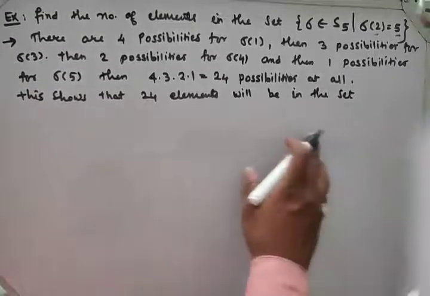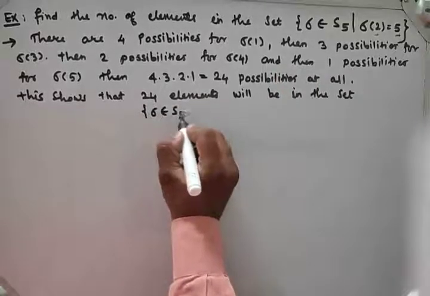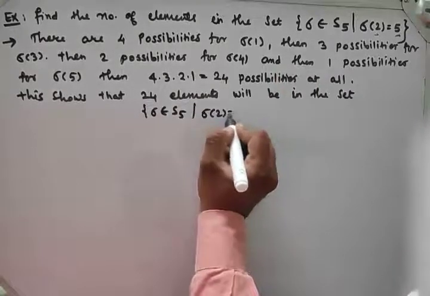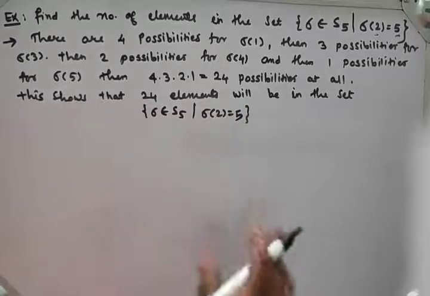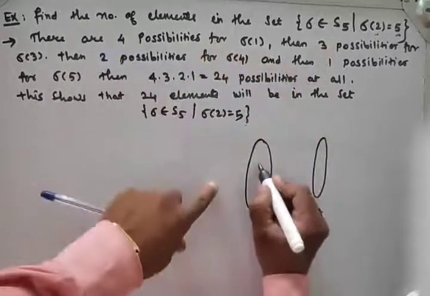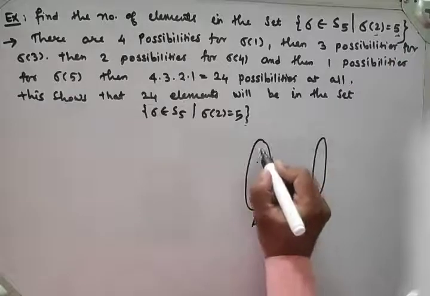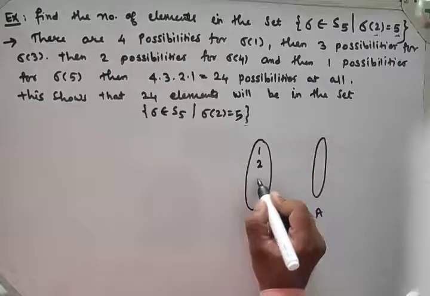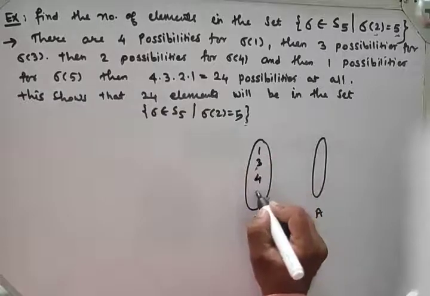So what is the set? Sigma belongs to S5 such that sigma of 2 is equal to 5. There are 24 permutations. For the 5 elements, 2 is fixed, right? So I will not take it in this set. The remaining elements are 1, 3, 4, 5.